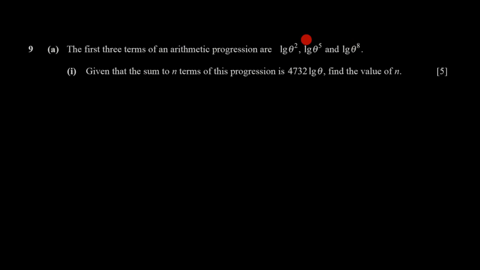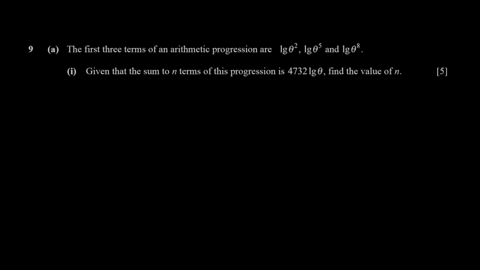Now, the thing with this is it's going to look like we've got a geometric progression, because it looks like we've got a power of 2, then a power of 5, then a power of 8. So there's going to be a trap here, which is people are going to assume wrongly that this is a geometric rather than an arithmetic progression.